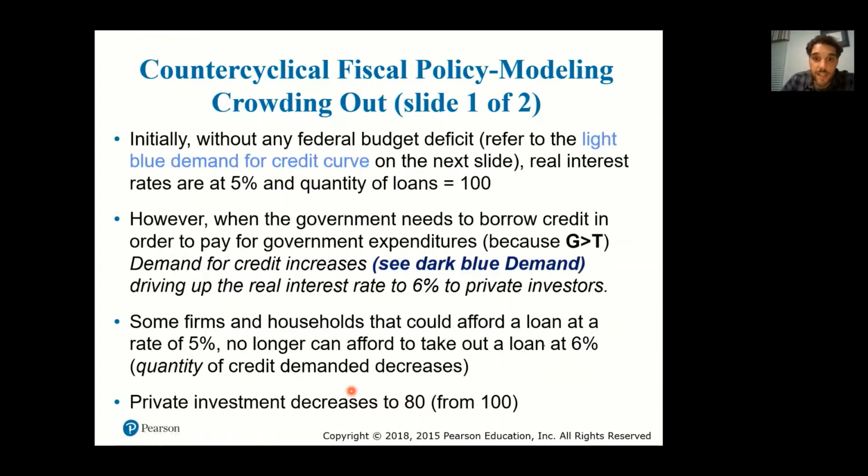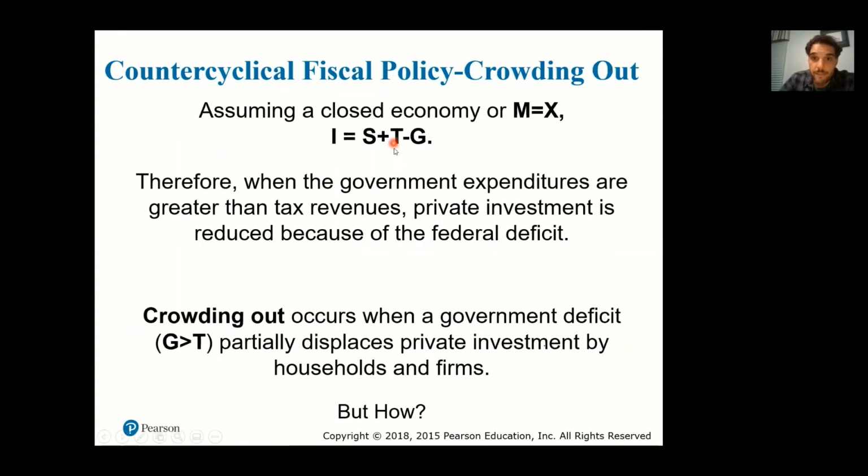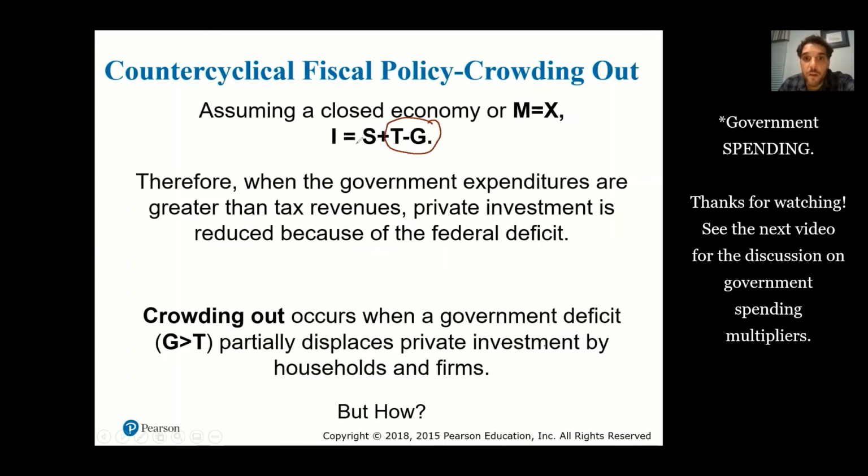Okay, and we can see that because if just this piece right here, this federal budget component, the difference between taxes and government expenditure, if that's negative, well then, given the same level of savings, investment is actually going to be lower when this is less than zero.